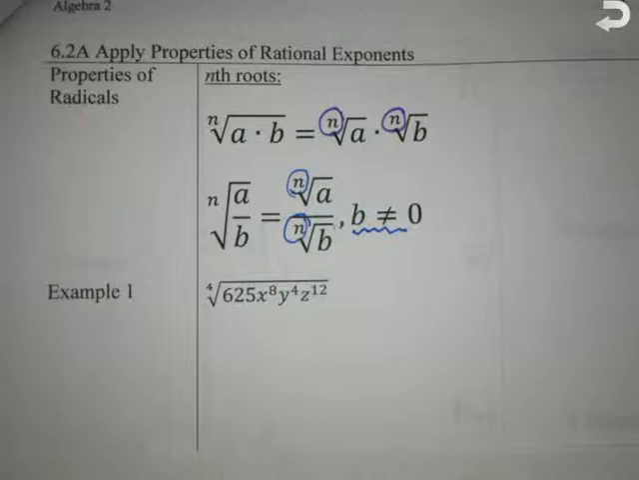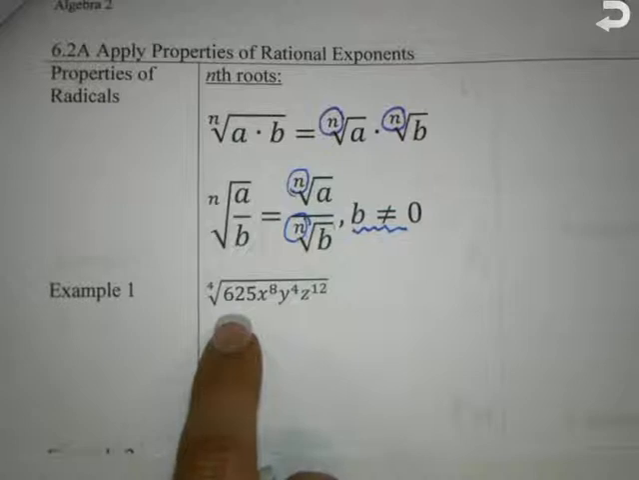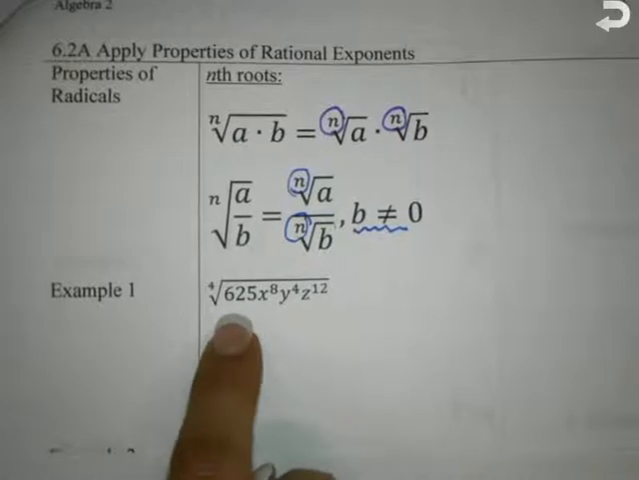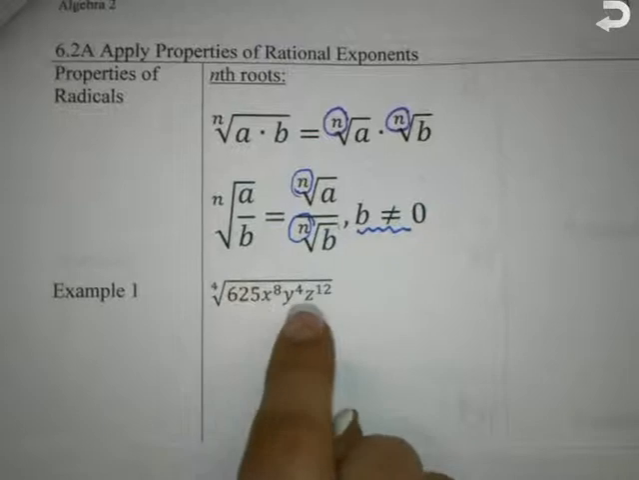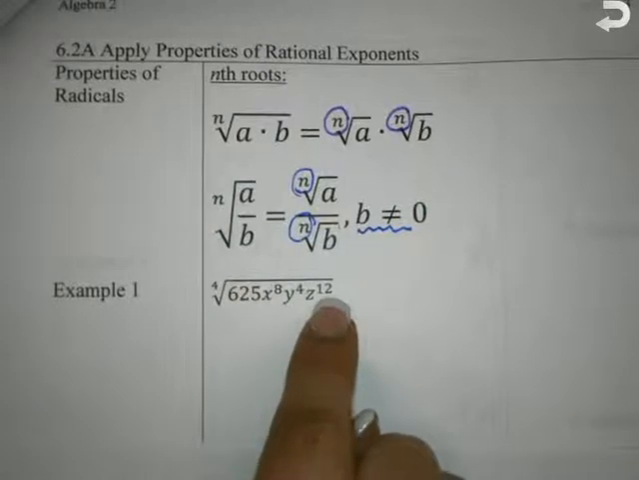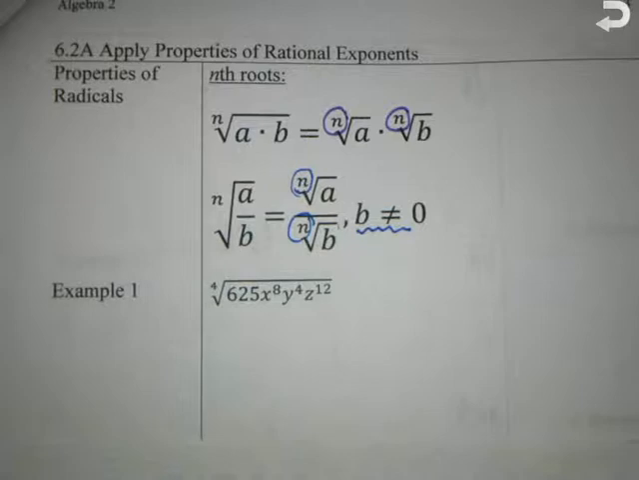Alright guys, so we need to take the fourth root of 625, and we're actually taking the fourth root of every single thing inside of here. Okay, so taking the fourth root of 625, what do I get? Does anybody know? 5. It's 5 times 5 times 5 times 5.